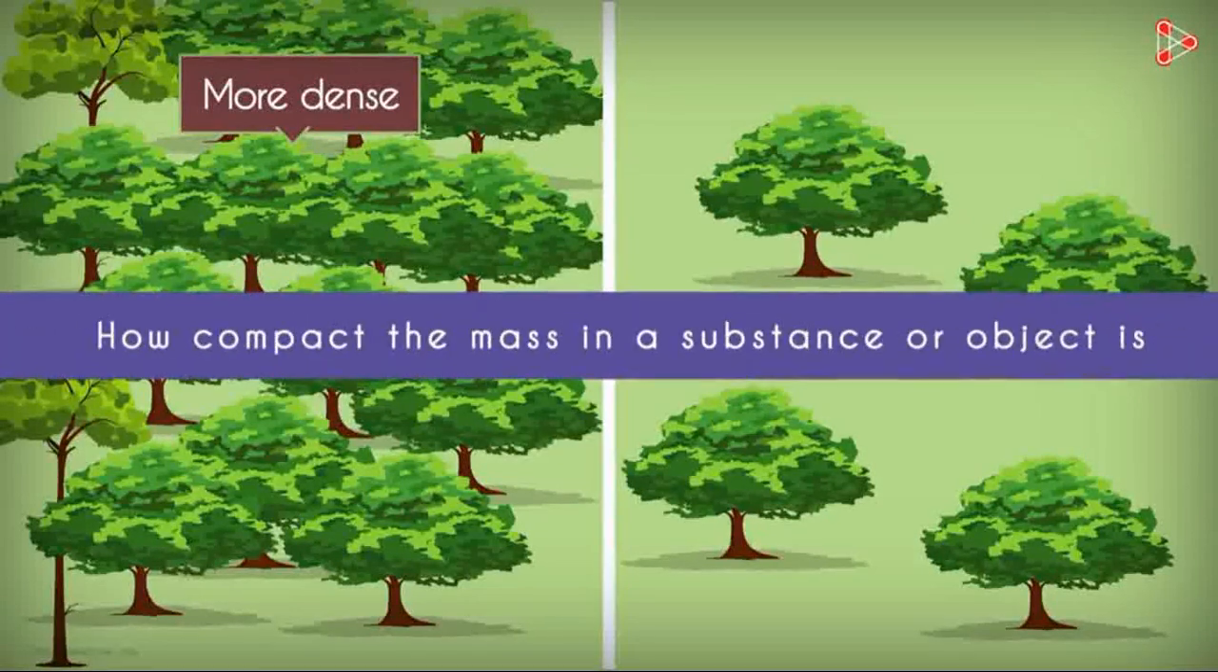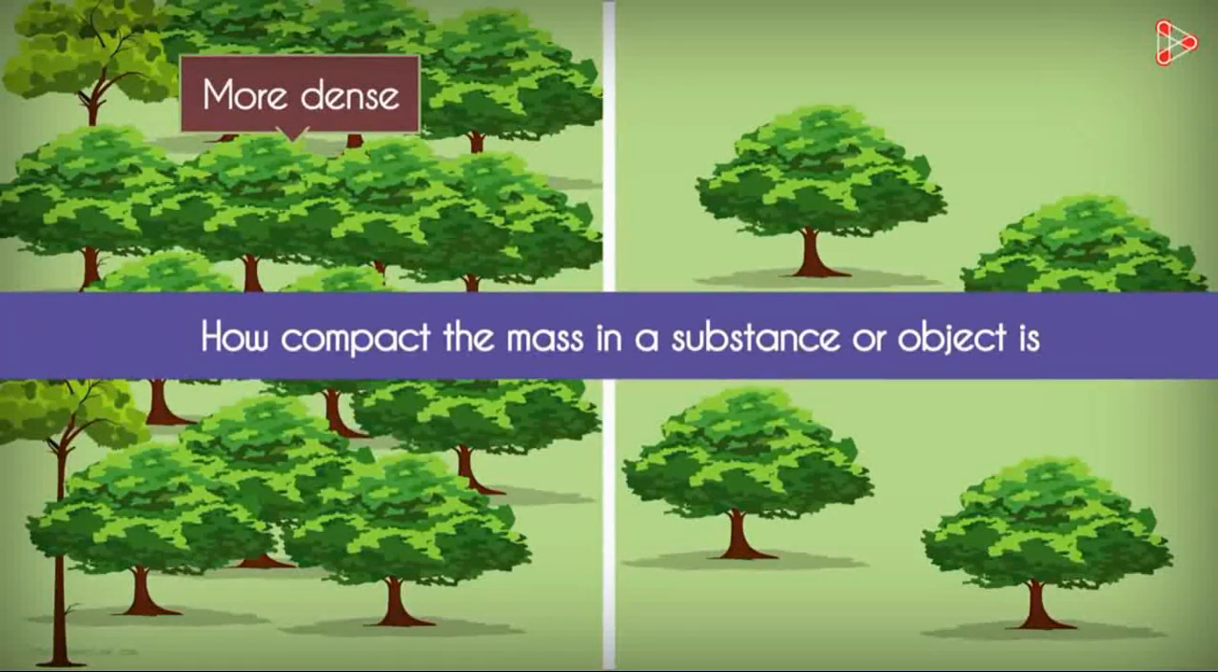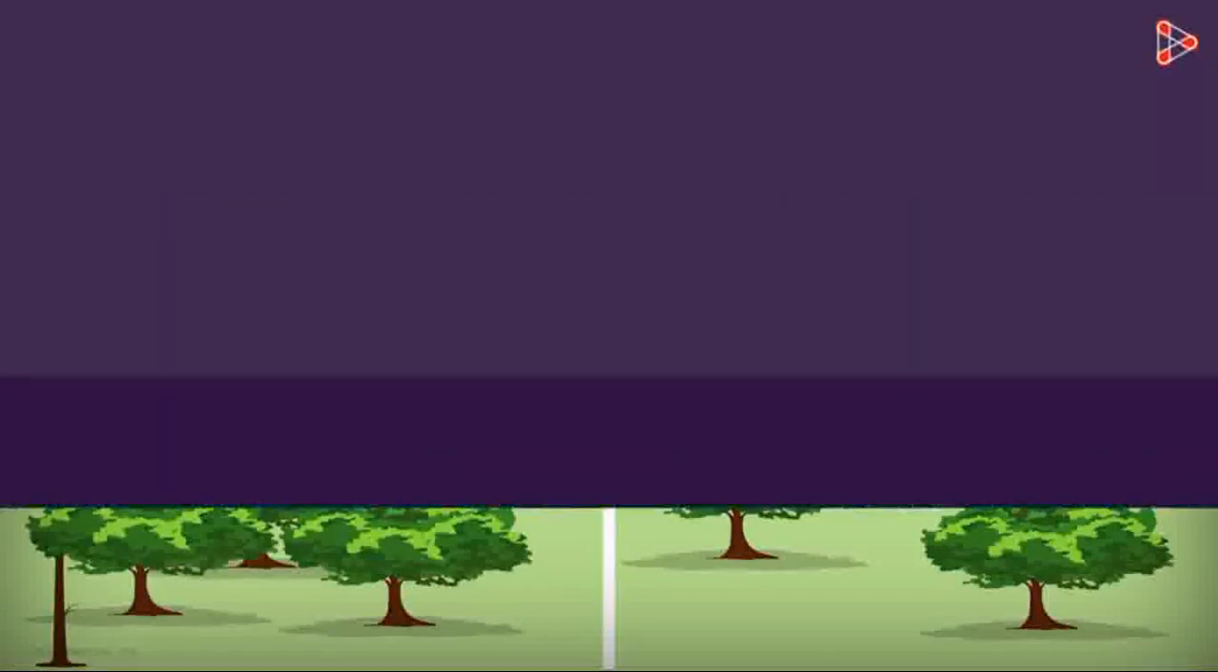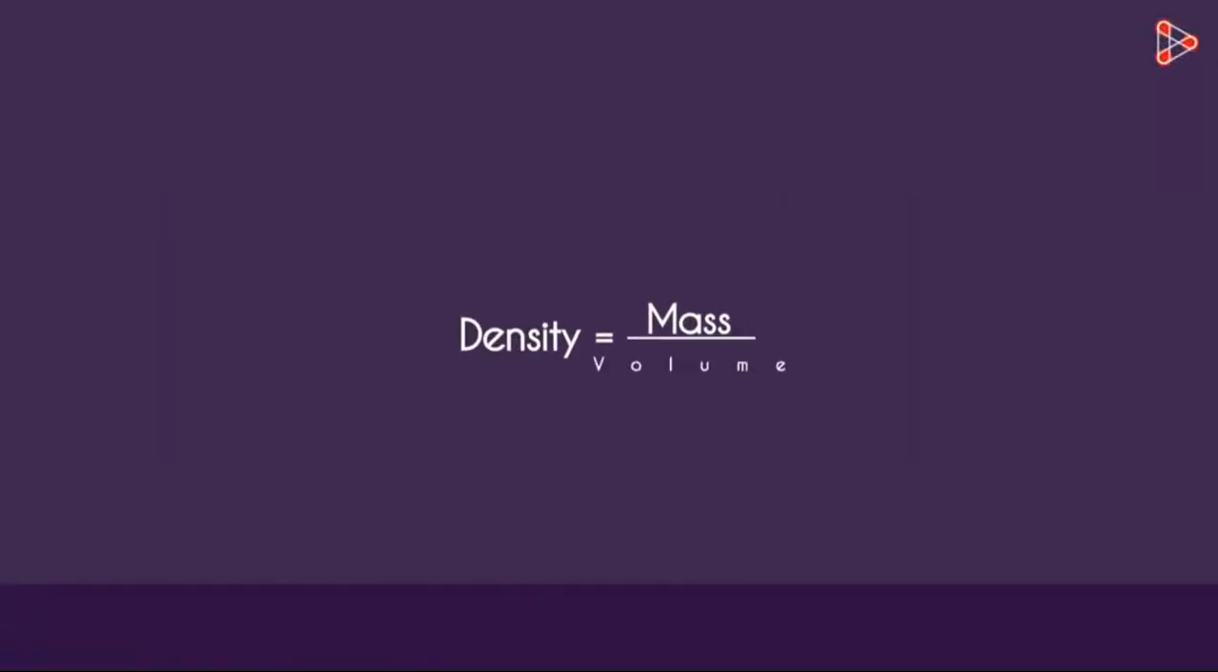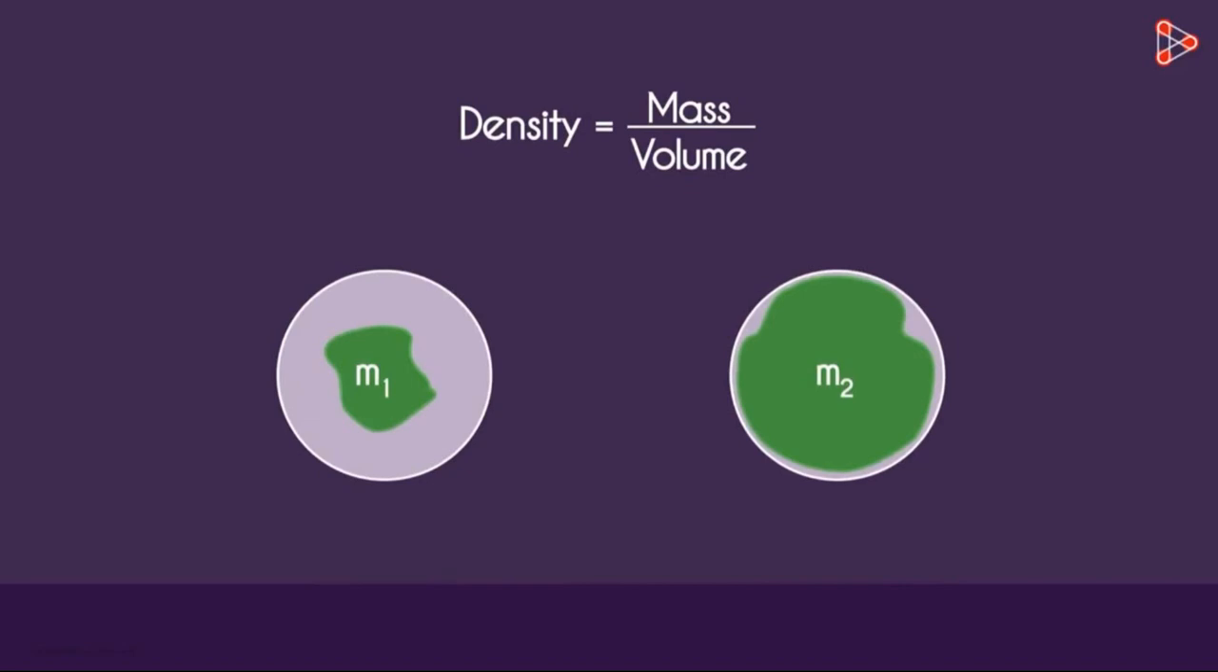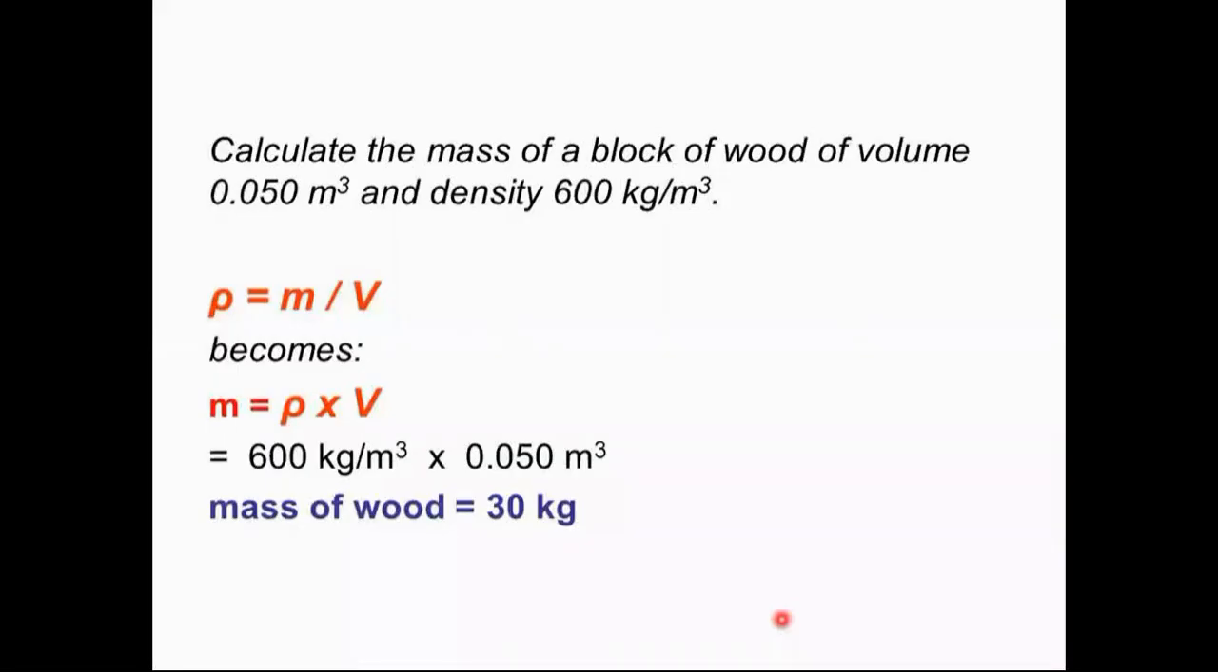Density is simply the measure of how compact the mass in a substance or object is. If we go by its scientific definition, we would say that it's mass per unit volume. In short, it tells us how much mass exists in a given volume. The unit of density is kilogram per meter cube.